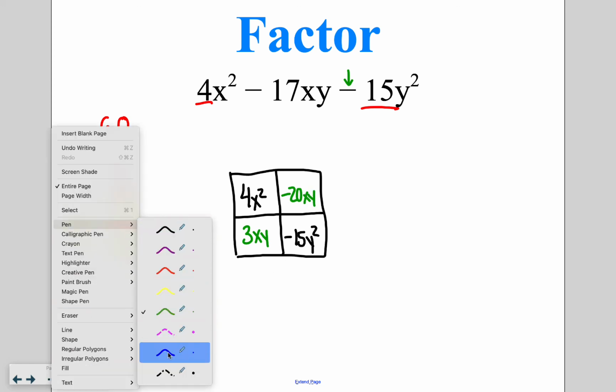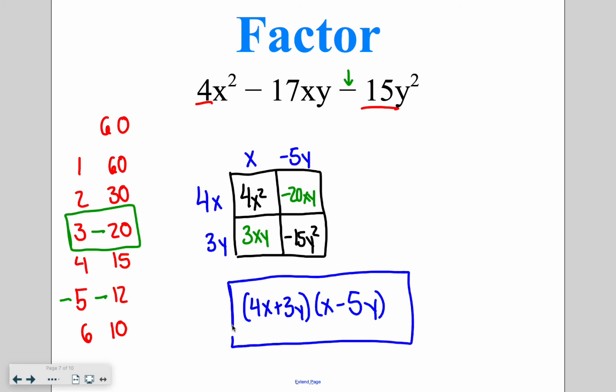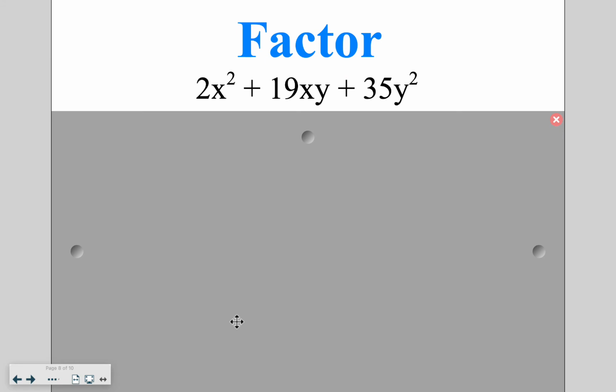Looking at my GCF for these first two, the only thing they have in common is an x. So to get from x to 4x squared, I've got 4x. To get from x to 3xy, I need a 3 and a y. To get from 4x to negative 20xy, or 3 to negative 15y squared, I'm going to need a negative 5y. So my factors then become 4x plus 3y being multiplied by x minus 5y. Again, you could flip-flop the order you write that answer in. Go ahead and try this one on your own.